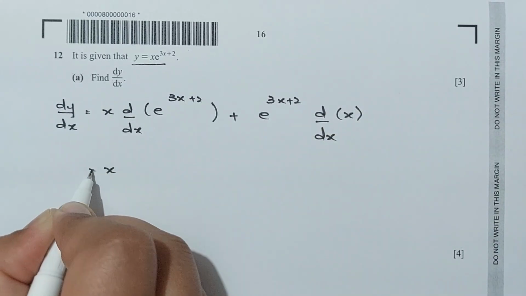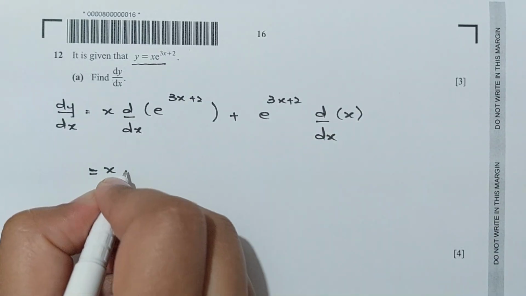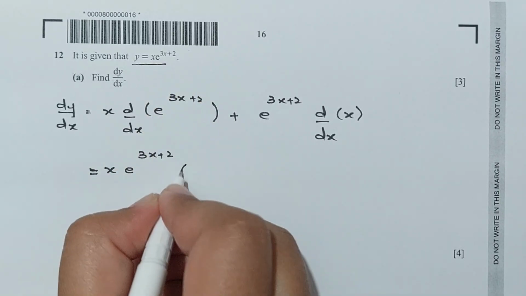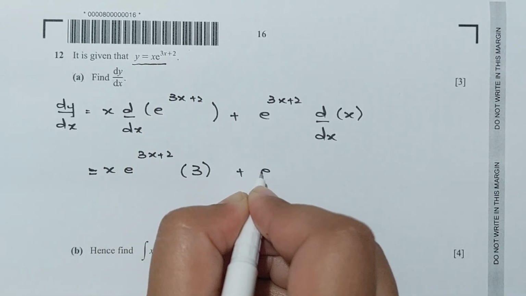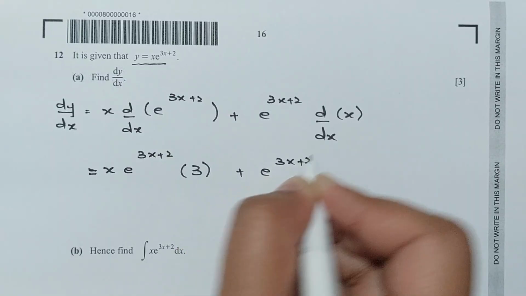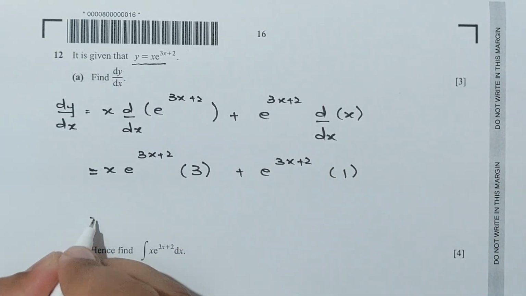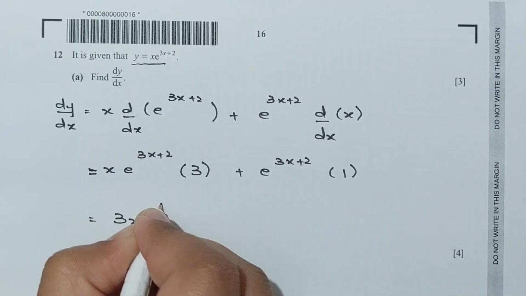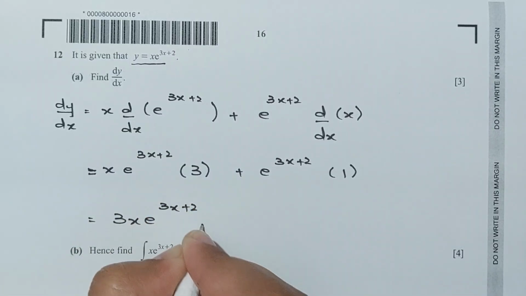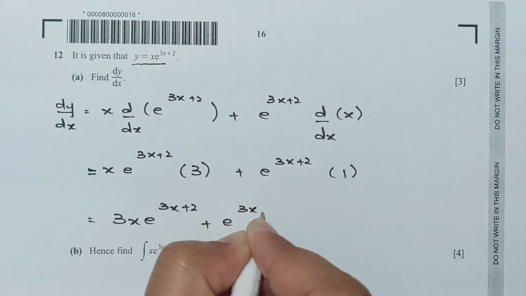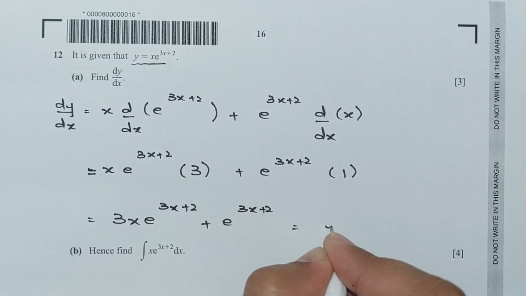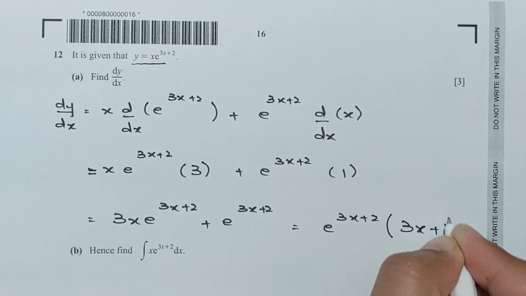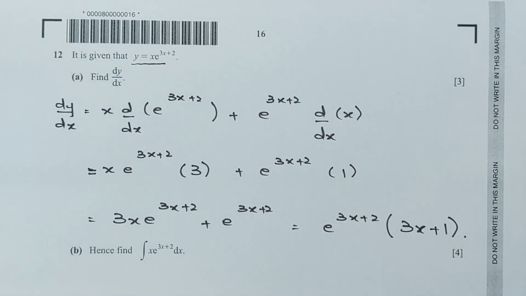So the first x is as it is. The derivative of e to the power 3x plus 1 is e to the power 3x plus 1, and the derivative of the power, which is just 3, plus e to the power 3x plus 2, and its derivative is just 1. So the simplified answer is 3x e to the power 3x plus 2 plus e to the power 3x plus 2, or we can say e to the power 3x plus 2 is common. We have 3x plus 1 as the derivative.